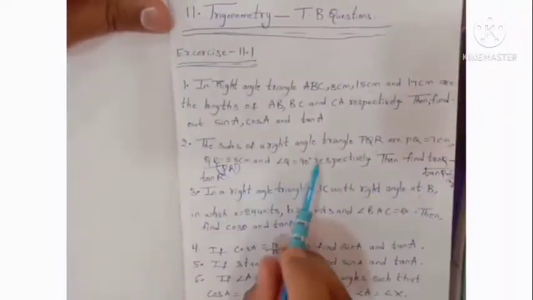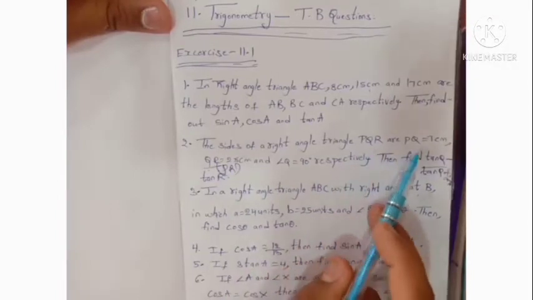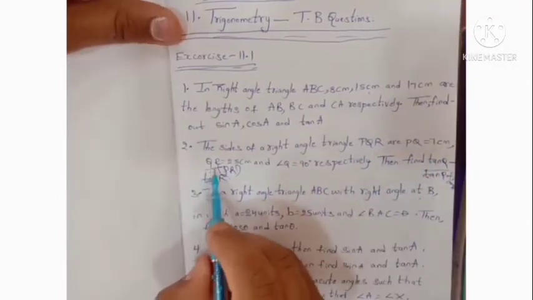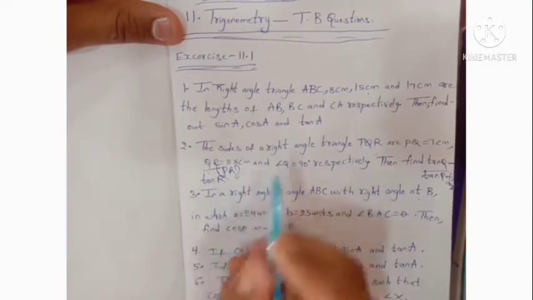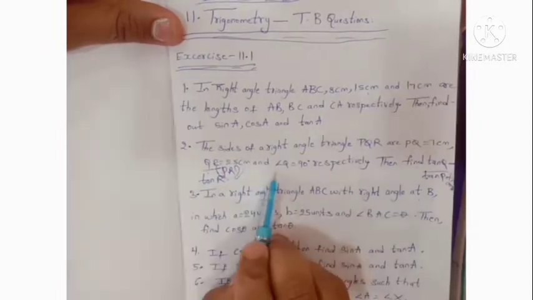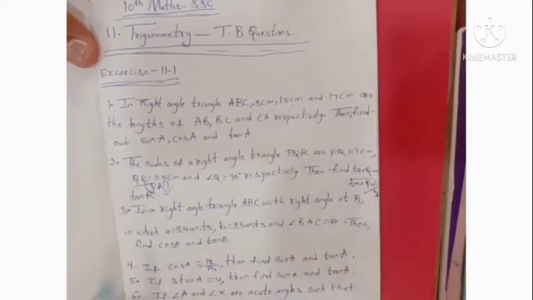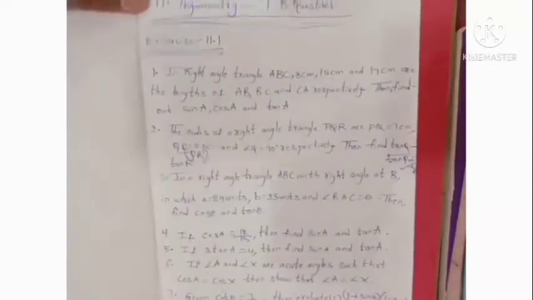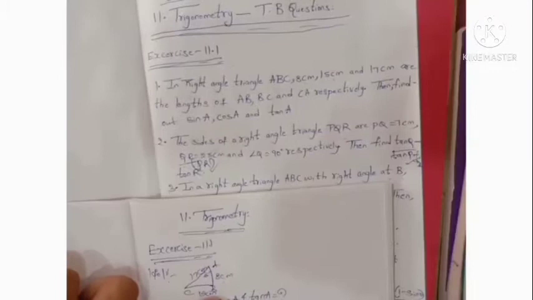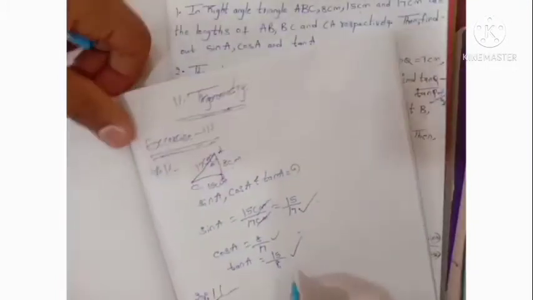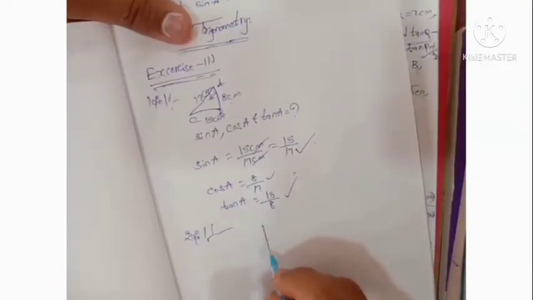Okay, second question. The sides of a right angle triangle PQR: PQ is equal to 7 centimeters. Here in the textbook it is given QR, just replace it with PR. PR is correct. Angle Q is equal to 90 degrees. Here also it's given tan Q, replace it with tan P minus tan R. PQ is equal to 7 centimeters, PR is equal to 25 centimeters. Always draw a rough diagram, then you can find it very easily.